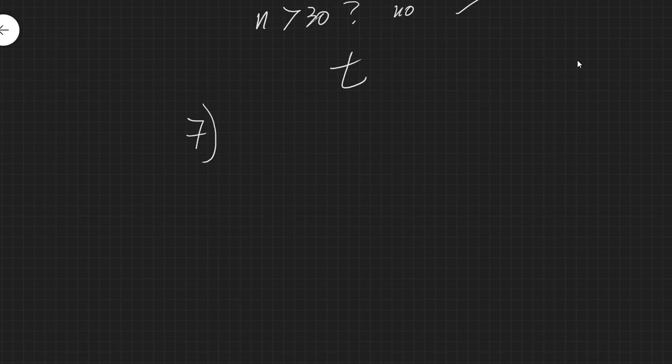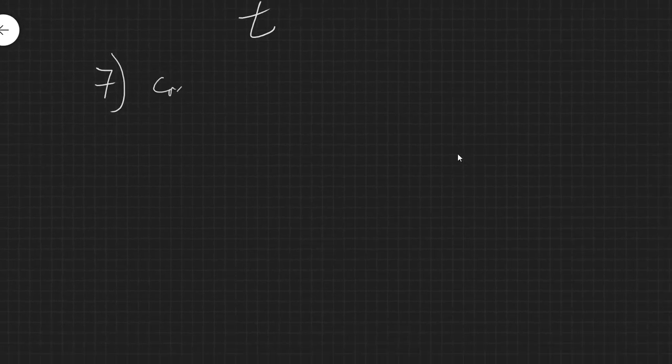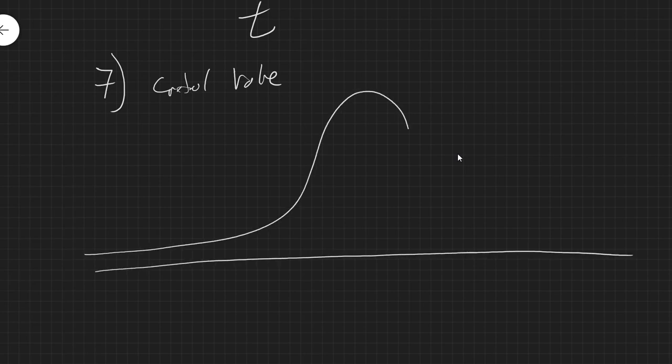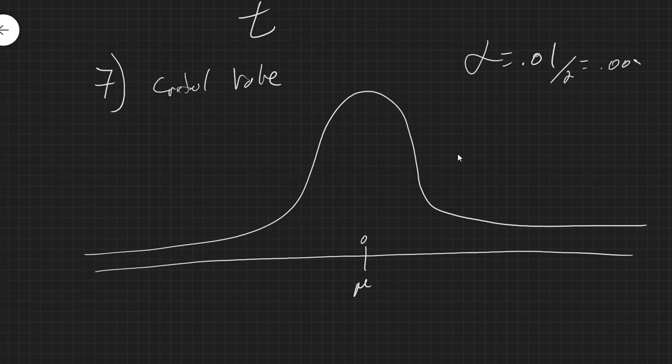Step 7, determine the critical value. At this point it's a univariate example, right? Here's our normal distribution. We've got mu in the middle somewhere, which is technically 0, and 1, 2, 3 standard deviations over there and 1, 2, 3 standard deviations over here. Alpha is equal to 0.01. One tail or two tail? This is a two-tail test, so divided by 2 equals 0.005. Out here somewhere, the area under this curve is 0.005, and out here somewhere, the area under this curve is 0.005.